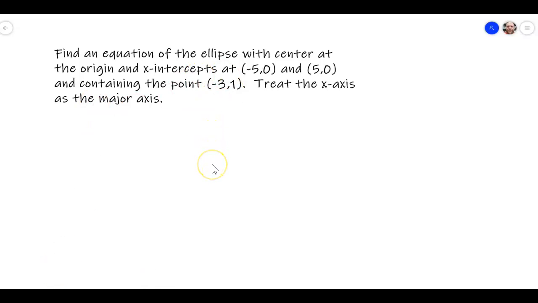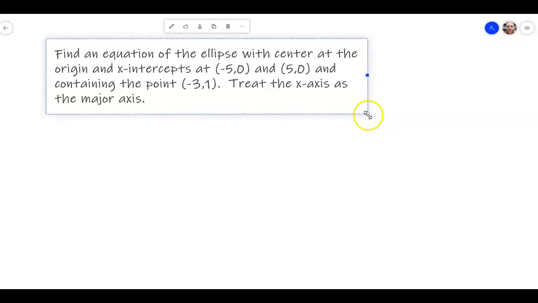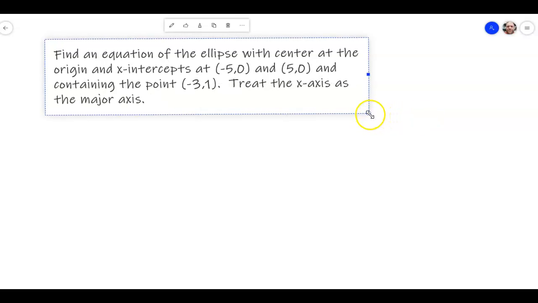Today I want to take a look at an example from section 10.3, and I designed this problem to help also with the project that we're doing at the same time. So if you're having trouble with the second question on that project, hopefully this should be able to help a little bit.